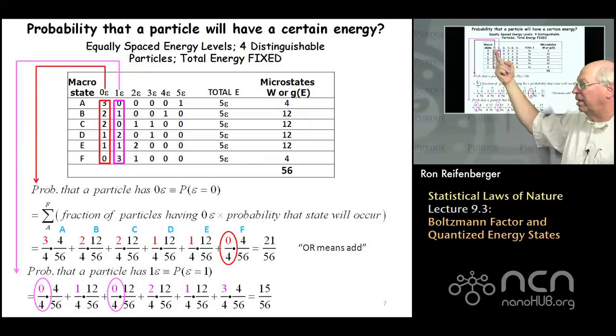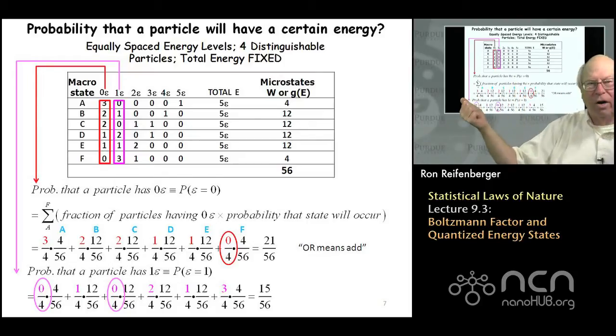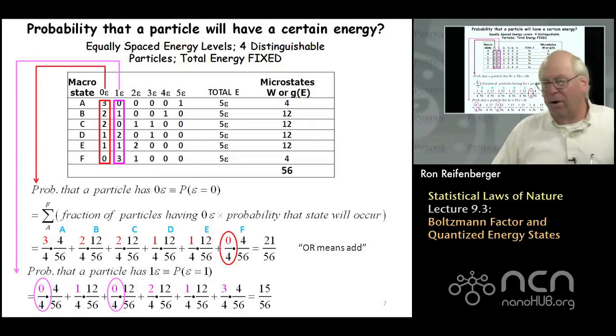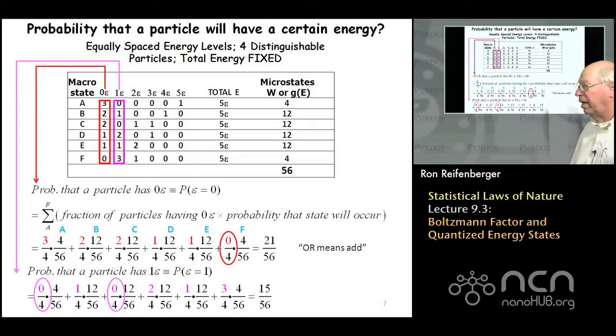To begin with, I circle it in red, and I just want to ask, if I pull a particle out of this system, what's the probability that that particle has 0 energy? I define that to be P, where epsilon is equal to 0. Well, how do I calculate that?